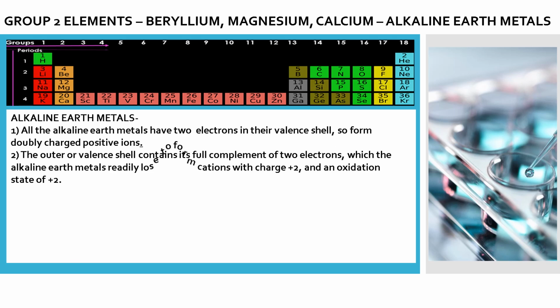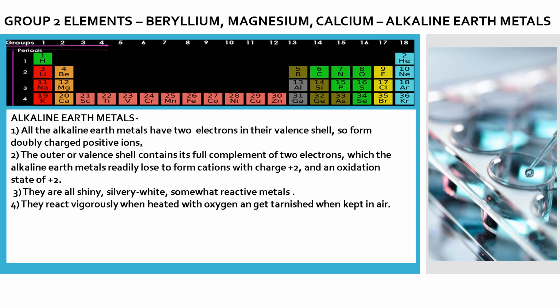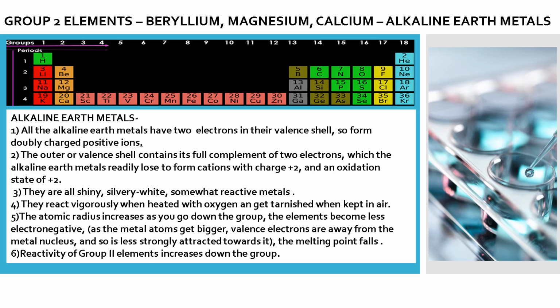As they lose electrons very readily, they form cations with a charge of +2 and their oxidation state is also called +2. They are all shiny, silvery white, somewhat reactive metals and they react vigorously when heated with oxygen and get tarnished when kept in air.